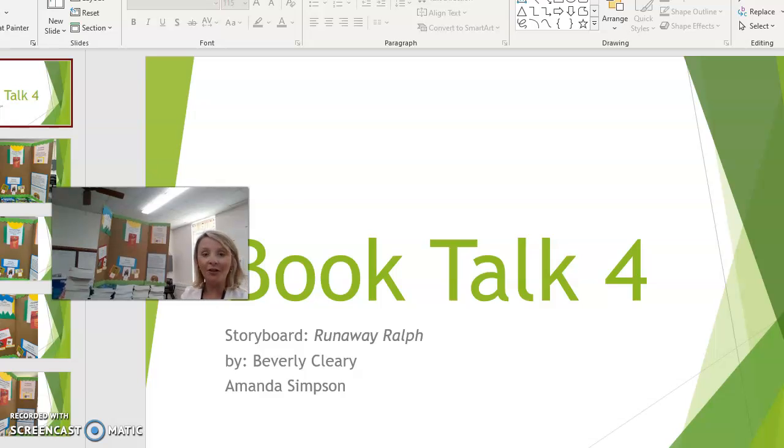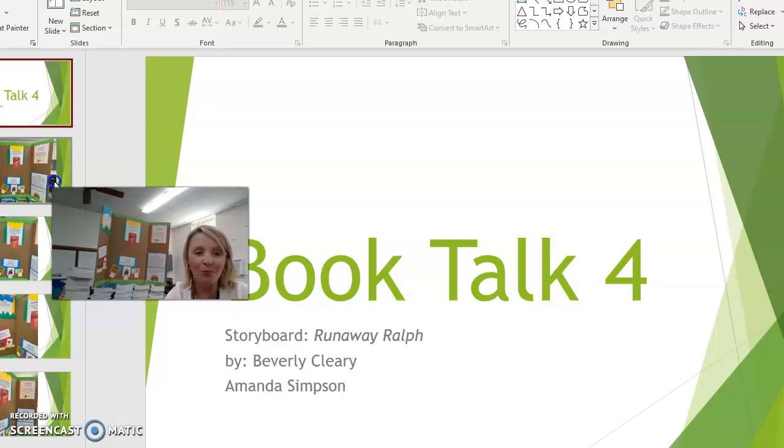So without any further ado, the center of my board, the top center, includes the title of my book, author and illustrator. The top right includes the publishing information for this book. Bottom right is the summary. Top left is the theme of the book. Bottom left is the setting. And then in the center are my meet the characters.